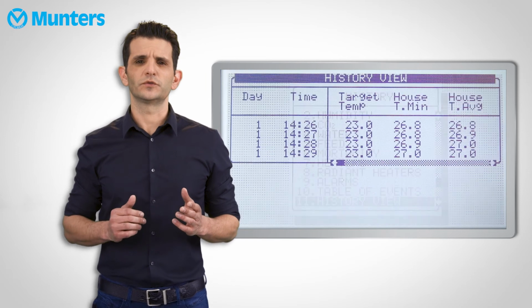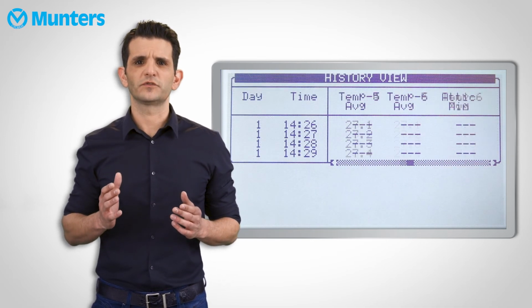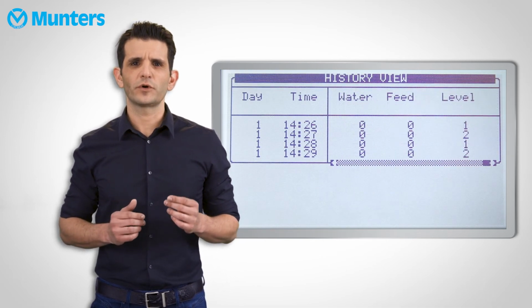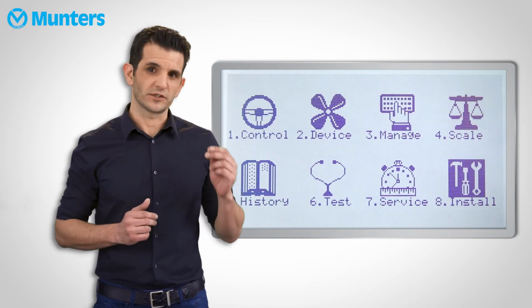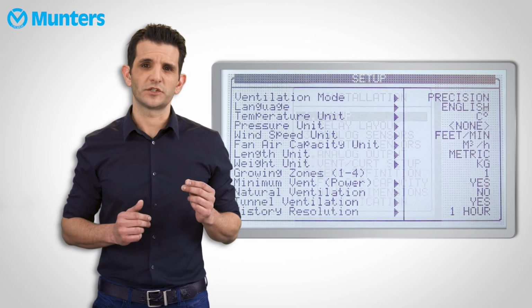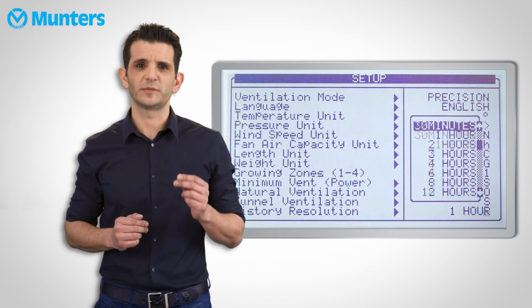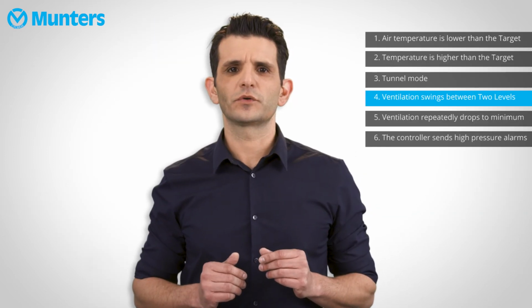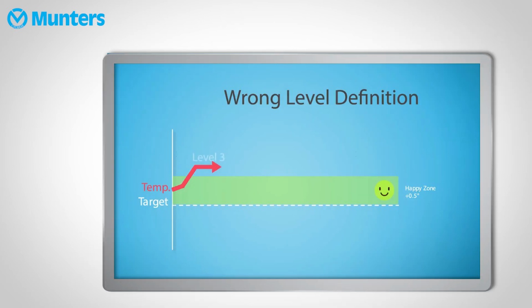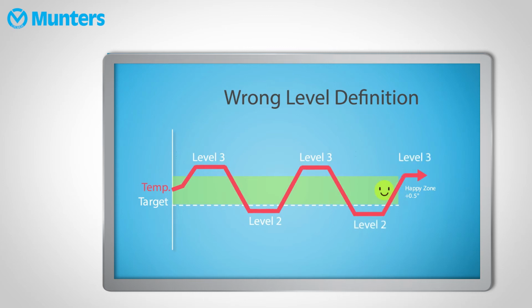Now scroll to the right and you will see a column for the levels data. For more accurate readings, you can go to Installation and then Setup and change the history resolution to 15 minutes. If you see that the controller is moving between two levels too often, this means that the increase in capacity between these two levels is too great, meaning that the lower level is too warm and that the higher level is too cold. There is a very simple fix for this problem. Simply add one level in between these two levels.